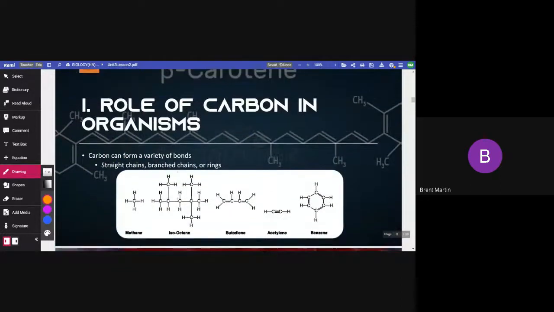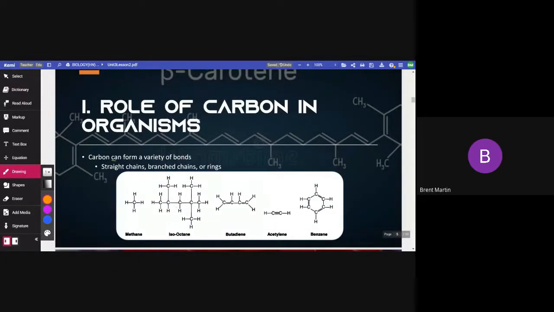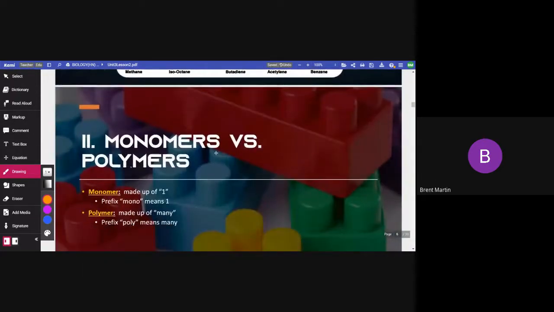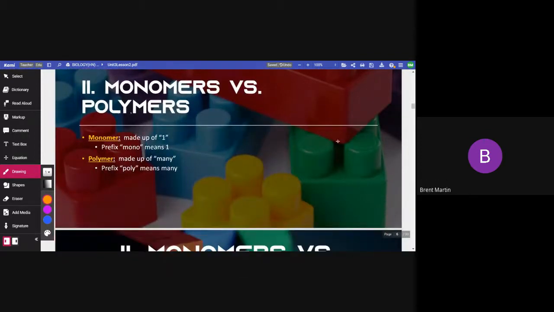Now, carbon is neat because it can form a variety of bonds. It can form straight chains, branch chains, or rings. This would be like a straight chain. This could be a branch chain, this one right here. But the big one is rings, and a big example of a ring structure with carbon is glucose.